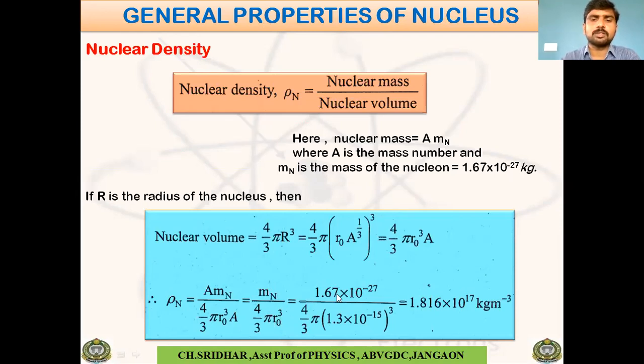So this gives out the value of nuclear density as 1.816 into 10 to the power of 17 kg per meter cube. So regardless of the particles, or regardless of the size of the nucleus, or regardless of the number of nucleons present in the nucleus, the nuclear density is a constant. This is equal to 1.816 into 10 to the power of 17 kg per meter cube, and this density is constant for any nucleus.